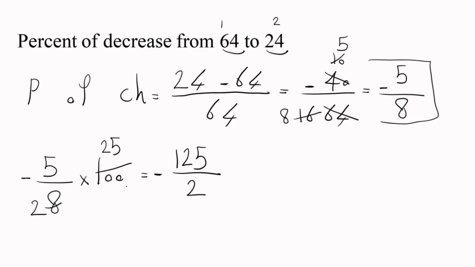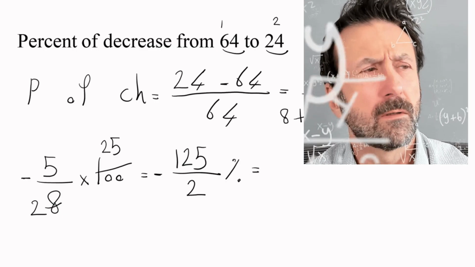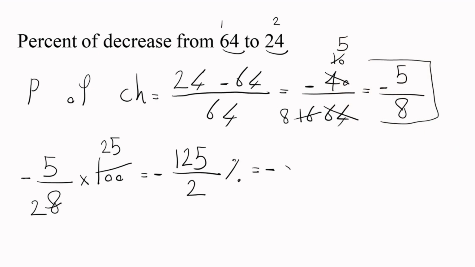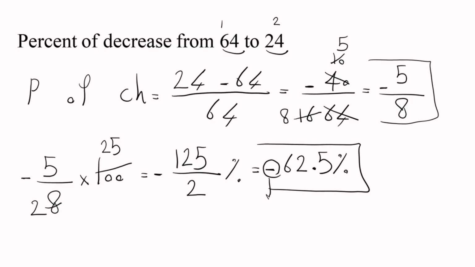It's better to write it as decimal form, okay? Because it's not common to write it as a fraction. If I do that, if I divide 125 by 2, I'm going to have minus 62.5%. And because I have a negative sign, it means I have a decrease. And if you pay attention to the question, you will realize that the number is decreasing.